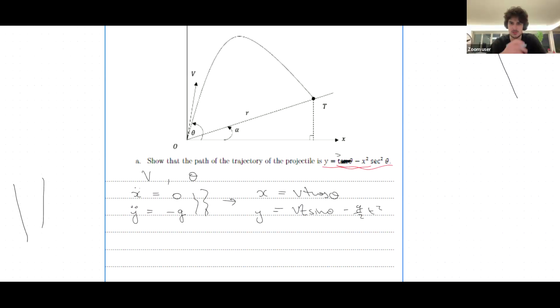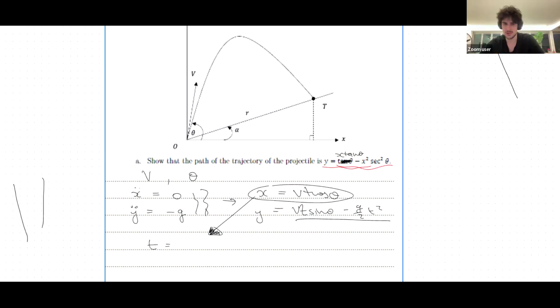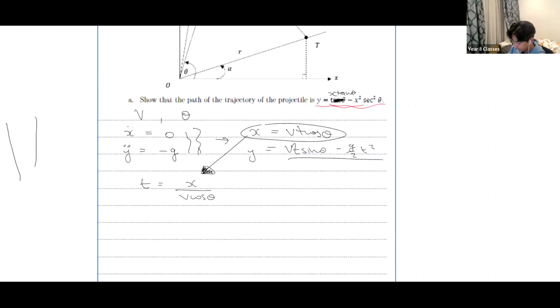We want to somehow in this equation force a tan and force a sec. It's really jank. Honestly, this is one of those questions you know by doing. But from our X equation, you can say T equals X on V cos theta. Would you agree? Which is sec, so that's X on V sec theta.